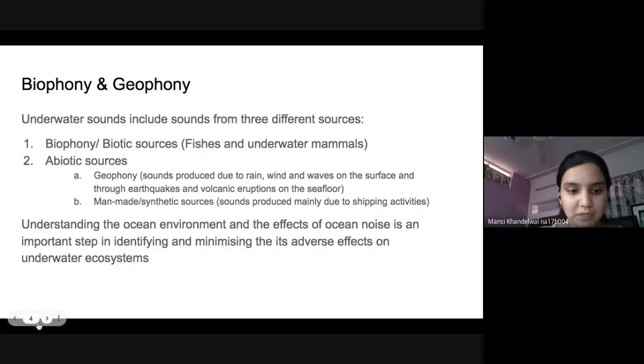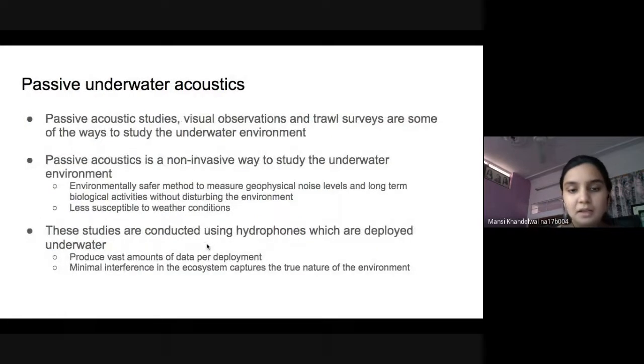Right. So coming to the main topic here: what is passive underwater acoustics? When we're talking about the oceans and how we can actually look at the oceans, it could be in different ways, right?